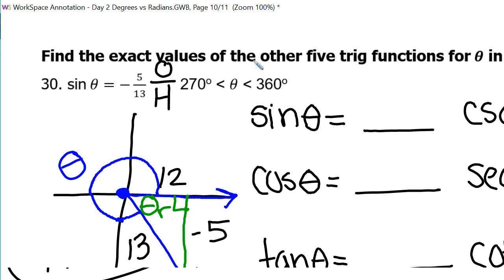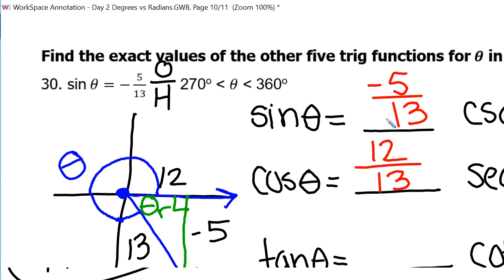And they gave us the sine was negative 5 over 13. So what's the cosecant? Negative 13 over 5. 13 over negative 5. Cosine would be adjacent over hypotenuse. So what would the cosine be? 12 over 13. So what would the secant be? 13 over 12. Tangent would be opposite over adjacent, so what would the tangent be? Negative 5 over 12, so the cotangent would be 12 over negative 5.